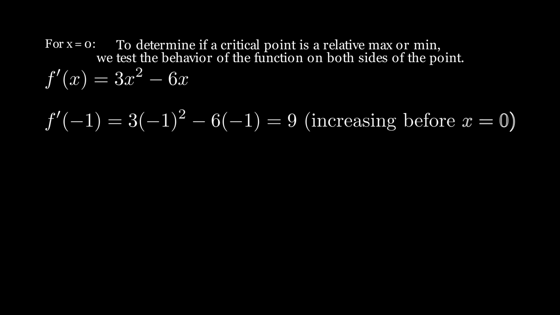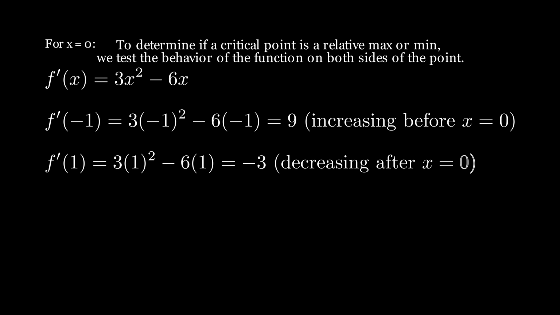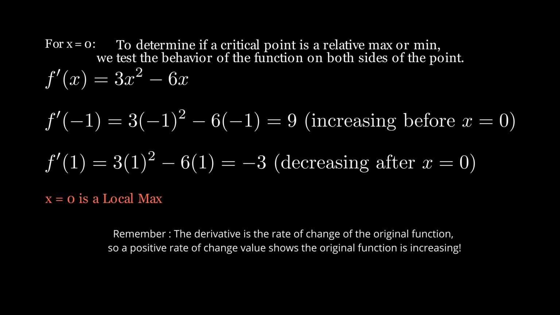Now, how do we know whether each critical point is a max or a min? Well, we can test its behavior around the critical point. For 0, we can use -1, which is on the left of 0, and it'll show us that it increases because the first derivative's value is positive before the critical point, and it's negative after the critical point when we test 1, which is to the right of 0. This shows us that the original function increases up till 0, and then after 0, it starts decreasing. This shows us that x is equal to 0 is a local max.